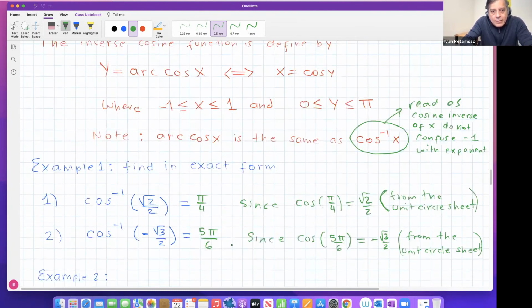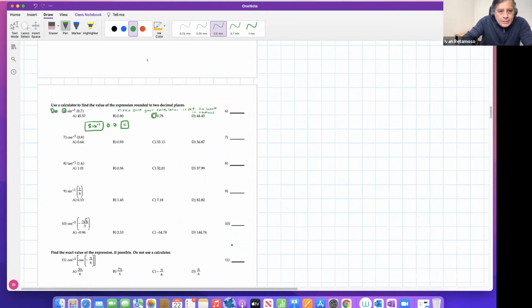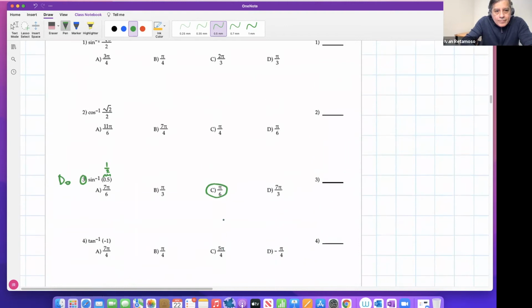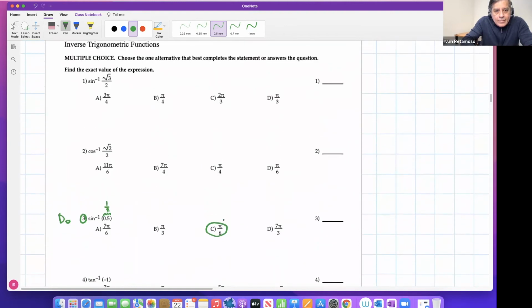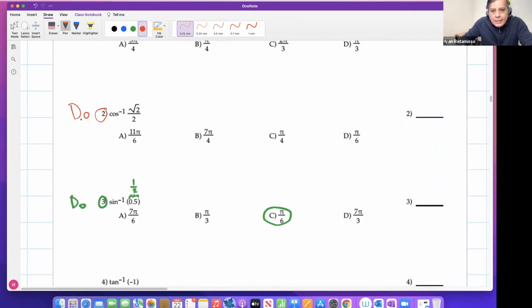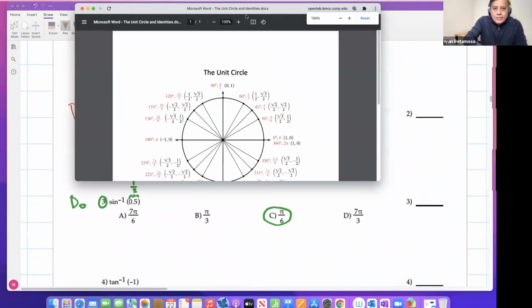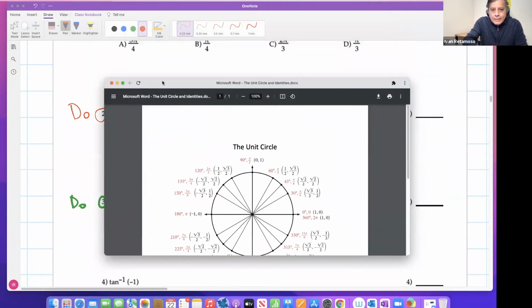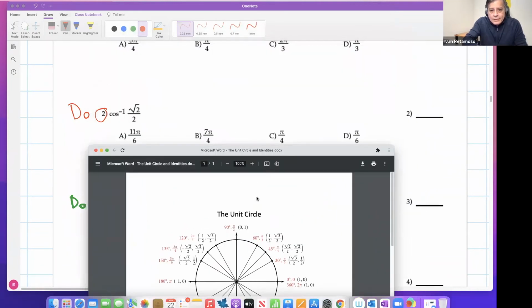Can you figure out this? Cosine inverse now, cosine inverse. Yeah, this one. Figure this out. What should that be in exact form? If you want help with the unit circle, here it is. What should be the answer for this?